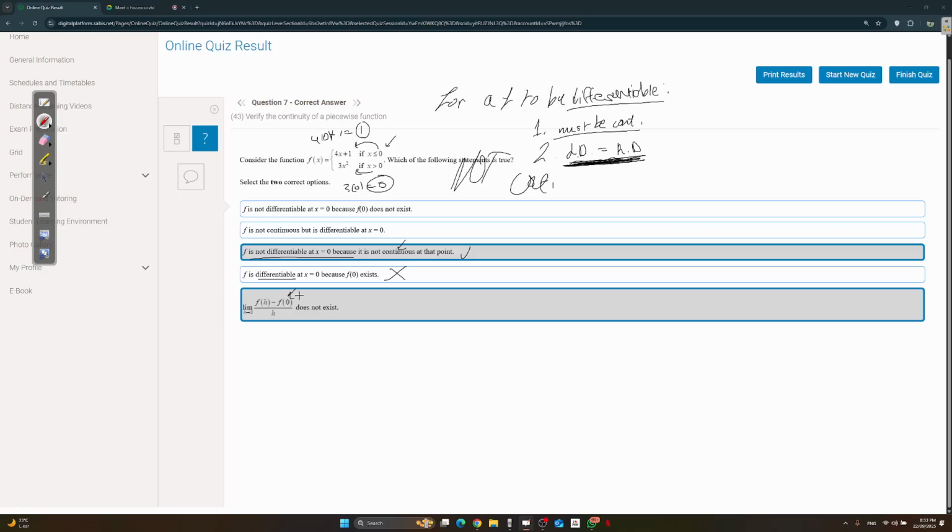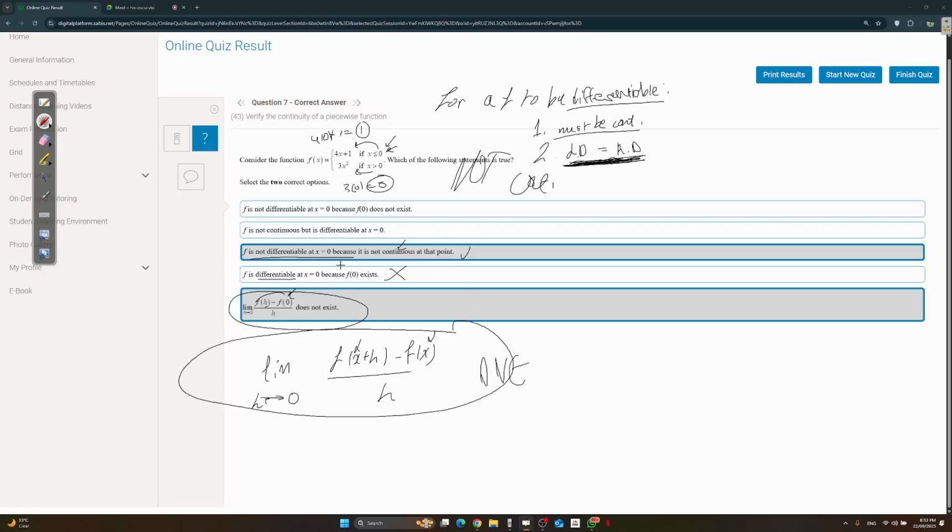This limit of f of h minus f of 0 over h does not exist. What's this? Isn't this the rule? I told you this is the rule for differentiation. It doesn't exist if the function cannot be differentiated. Isn't it f of x plus h minus f of x over h? In this case, what's the x value I'm using? 0. That's why I said f of h, because 0 plus h is just h. So obviously this will not exist, because the derivative does not exist. Let's take a look at this one, the only one I didn't talk about. F is not differentiable at x equals 0 because f of 0 does not exist. Who said that?